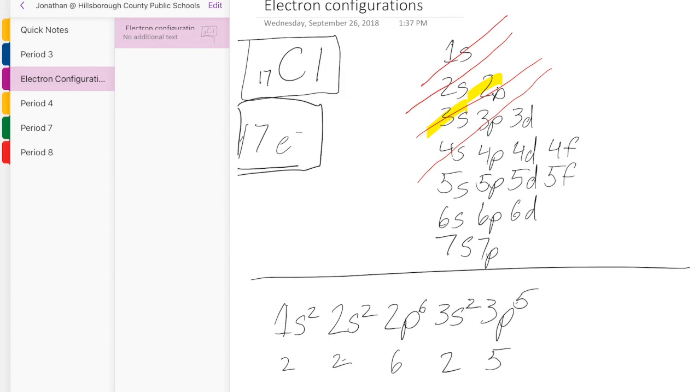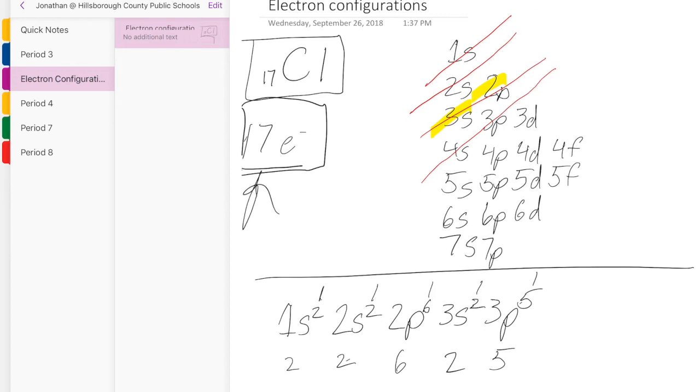Now if you want to double check your answers, just add up your exponents here. You've got 2, 4, plus the 6 is 10, plus the 2 is 12, plus the 5 is 17. Does that match 17 electrons for chlorine? I think it does. So that's how we can do it for chlorine. Now I'm going to show you guys how we can do one more.